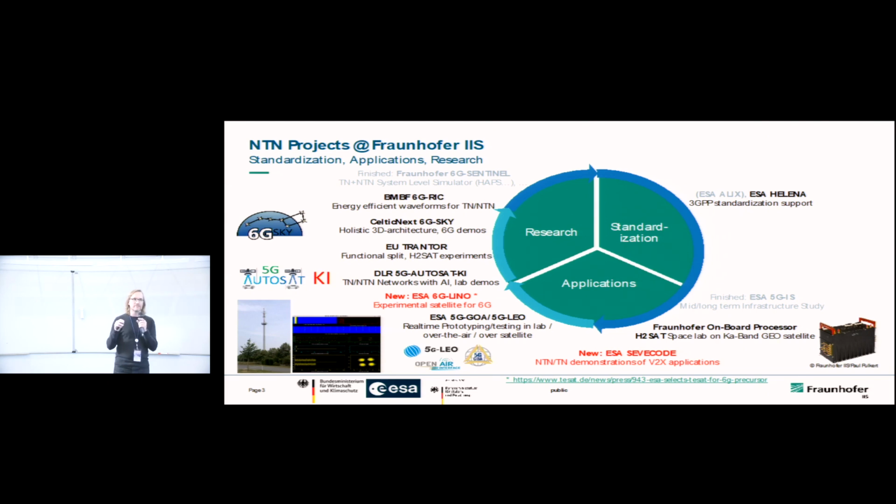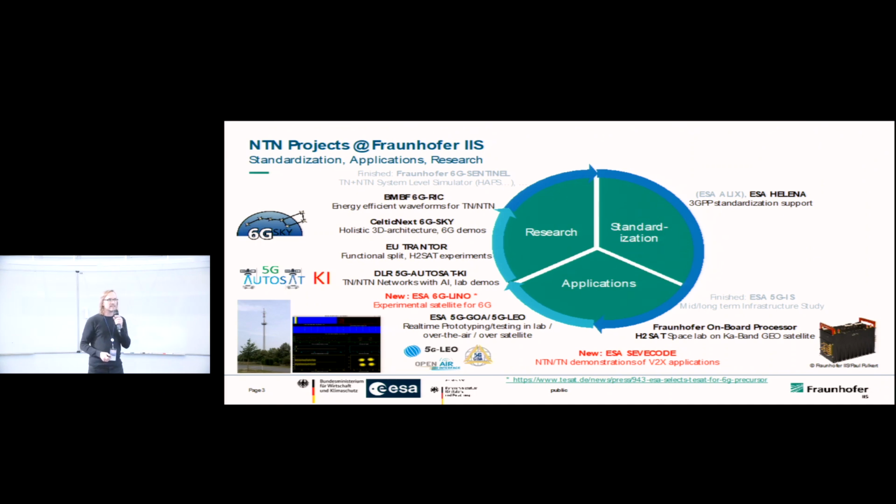And there usually we identify topics that are interesting for research, and then basically the research output is coming back to standardization. So it's some kind of circle. And here in this circle, we've got different projects in the past and currently ongoing. The currently ongoing are highlighted red. You see, we've got topics mostly on research and indeed applications. But also on the bottom right, we've got the Fraunhofer onboard processor.